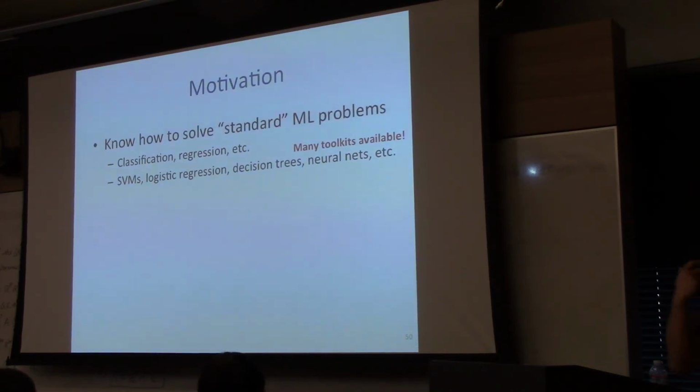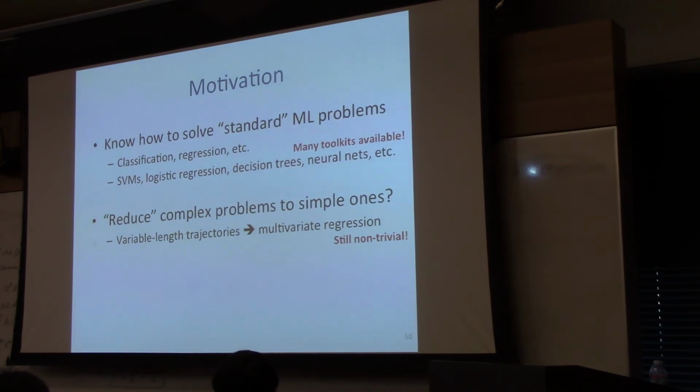The motivation behind learning reductions is that we know how to solve standard machine learning problems like classification and regression, and there are many toolkits available, which makes this something you could easily do if you had a problem that was posed in this way. The question is, can we reduce more complicated problems to these simpler ones? For example, in speech animation, the reduction is from variable length trajectories to fixed length multivariable regression.